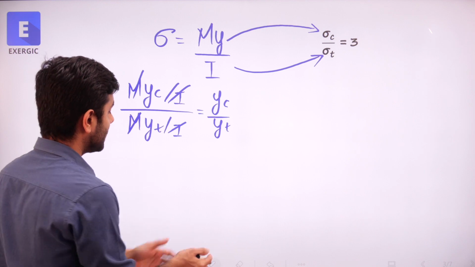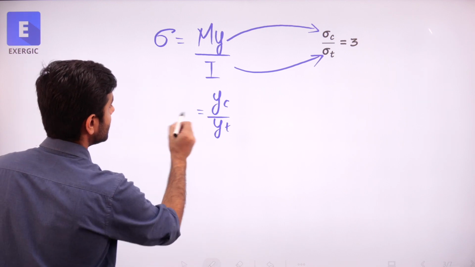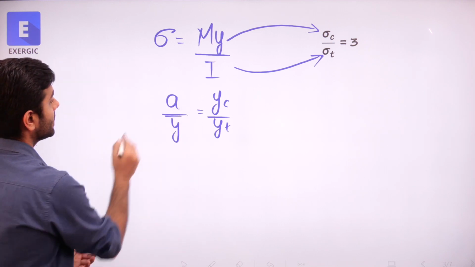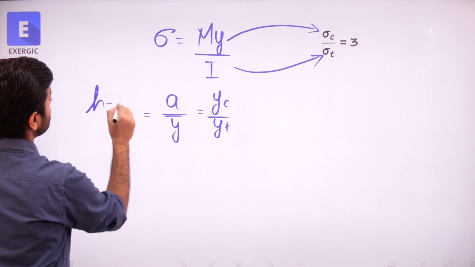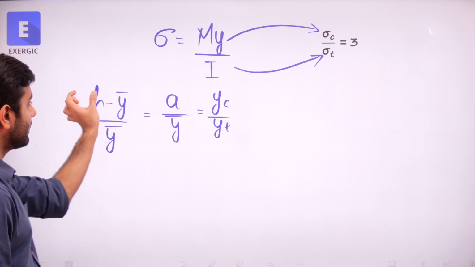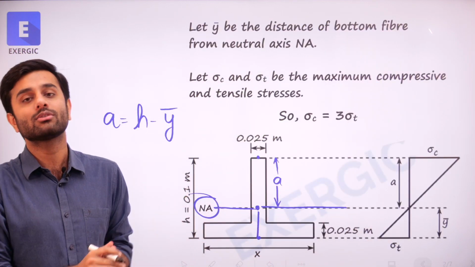And what eventually is the value of yc? Yc is equal to a and yt is equal to y bar, correct? And what is a? A is h minus y bar, and this obviously remains y bar. So you see, these values from neutral axis are eventually going to become a part of the calculation.